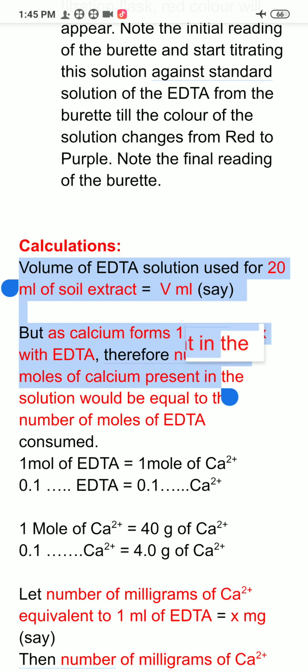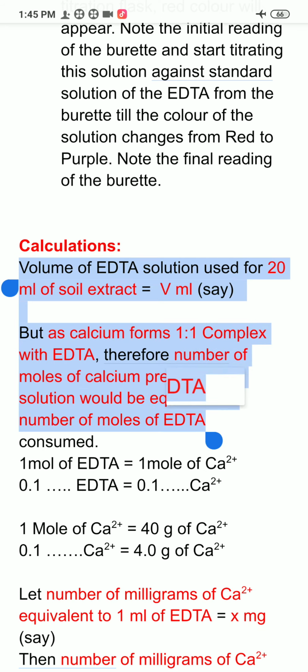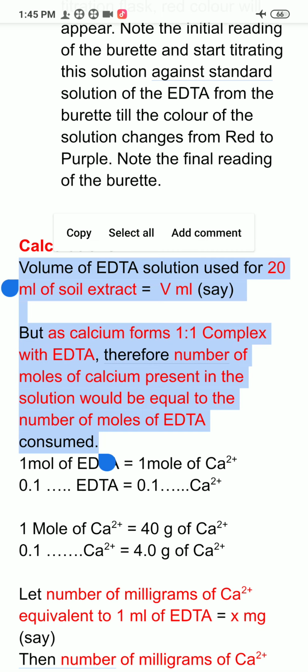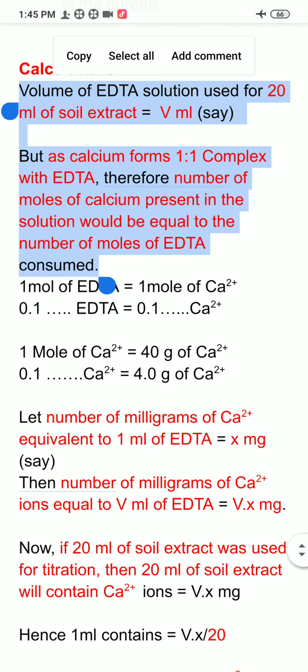the number of moles of calcium ions present in the solution would be equal to the number of moles of EDTA consumed. We need to use this generalization because in this equation calcium reacts with EDTA in 1:1 molar ratio. So the number of moles of calcium present in the solution would be equal to the number of moles of EDTA consumed.